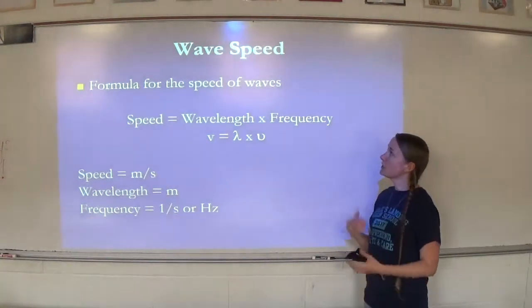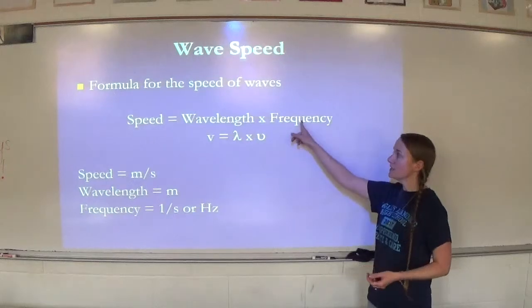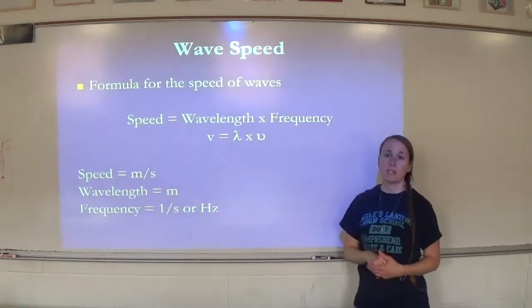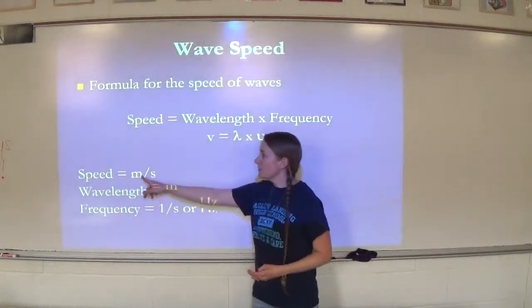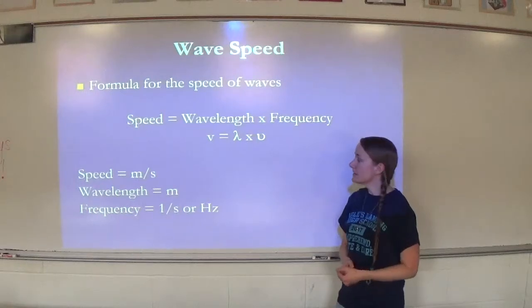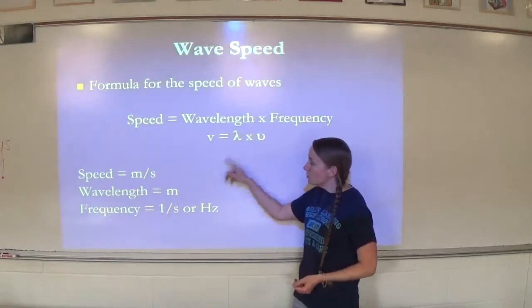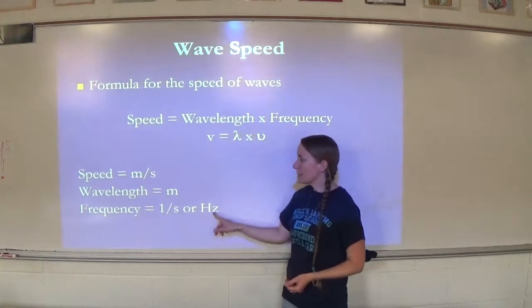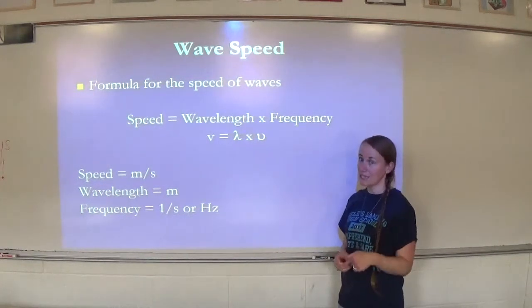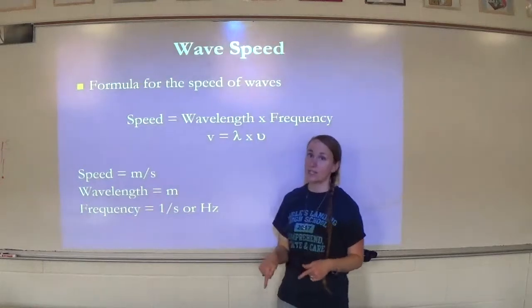So the formula for the speed of waves is speed equals wavelength times frequency. Wavelength is represented by lambda, and frequency is represented by nu. Speed is going to be in meters per second. Wavelength is almost always in meters. We'll do an example where it's not today. And nu, or frequency, is in 1 per second or hertz. You can write either and they'll both be right, but you cannot write seconds. It's either 1 over seconds or hertz.